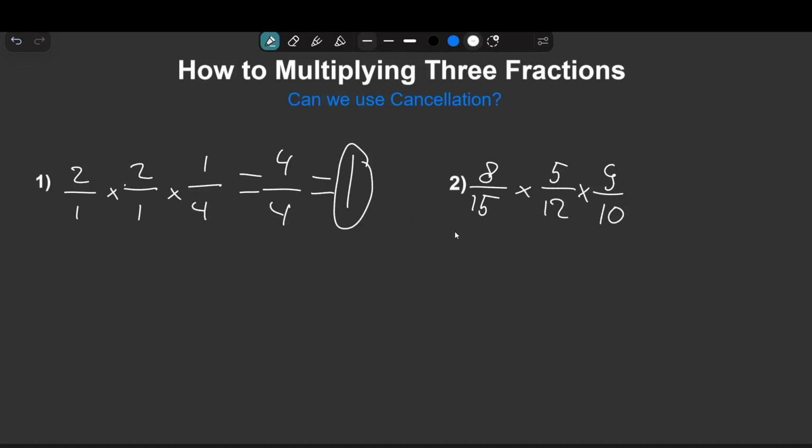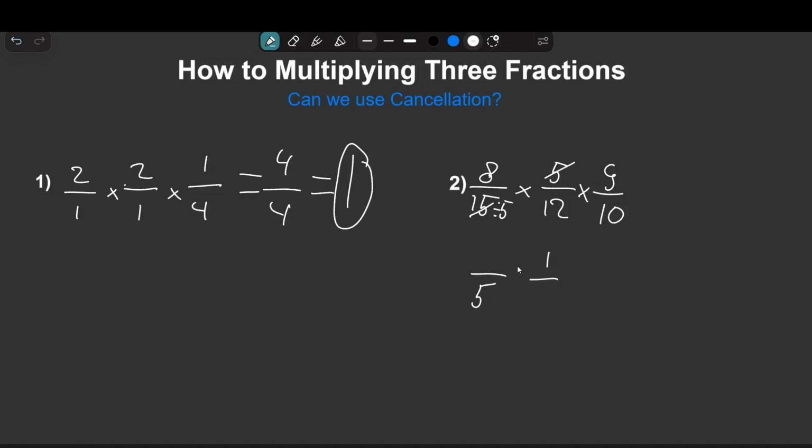So for the second one, I'm gonna write all of it out so you guys can understand it better. So we have 8/15 times 5/12 times 9/10. So again, we're gonna use cancellation. So let's start with 5 and 15. So 5 and 15, or 15 and 5, both have a common factor of 5. So we're going to divide them both by 5. 15 divided by 5 will equal 5. And 5 divided by 5 will equal 1.